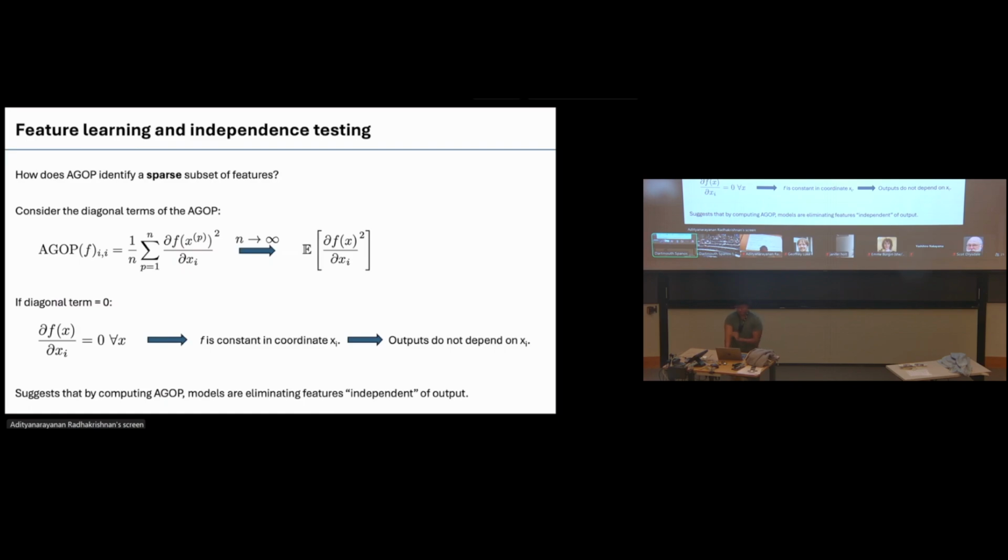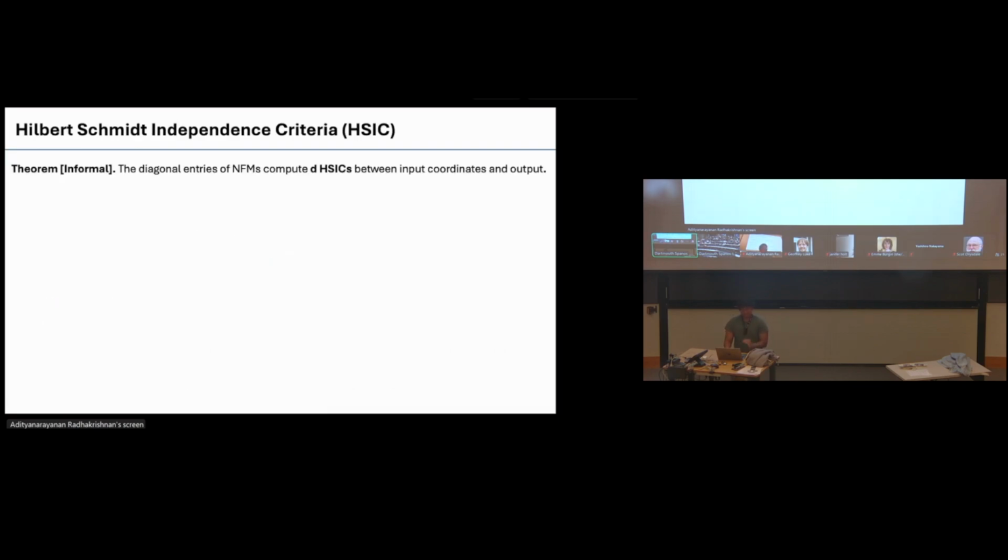And I've put independent in quotes here because I'm using it loosely, but it actually turns out that there is a real connection, and the connection is that the diagonal entries of NFMs actually compute statistics for independence called the Hilbert-Schmidt independence criteria, or HSIC, between the input coordinates and the output.